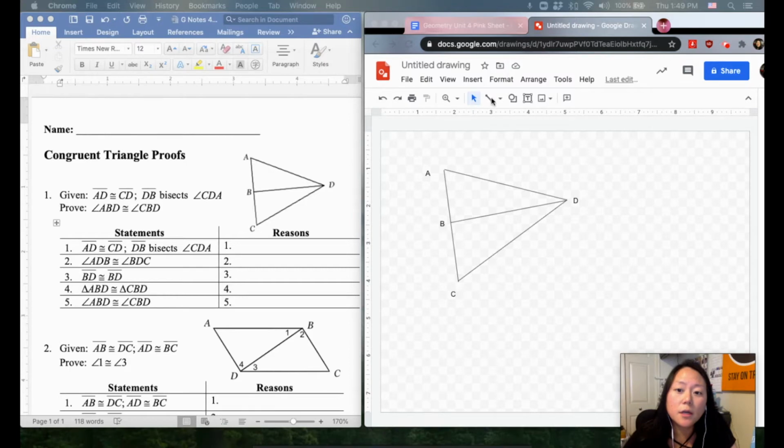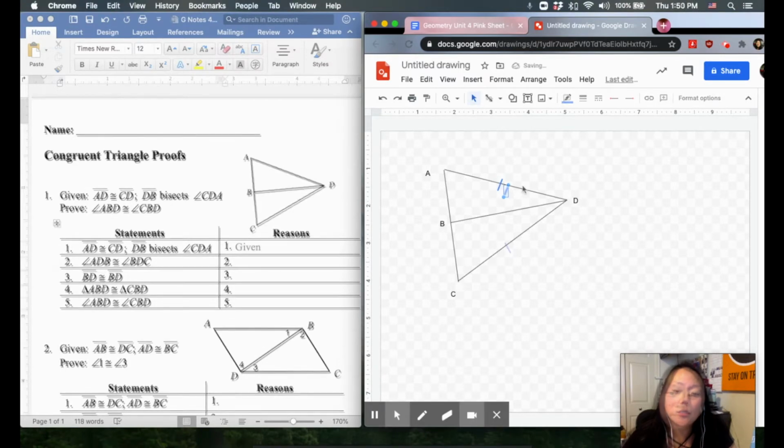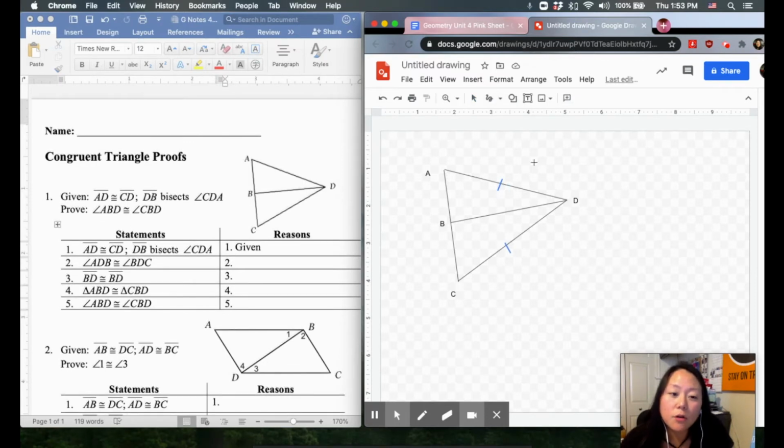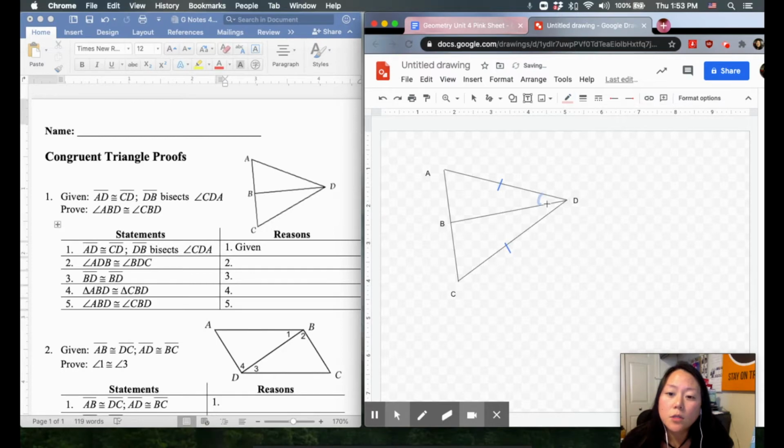I'm just going to mark what information is given first. So I'm going to use 1 dash to indicate that AD is congruent to CD. So I want to indicate with a curve that angle ADB here is congruent to, let me just change the color, congruent to angle BDC. So this angle here. So those angles are congruent.